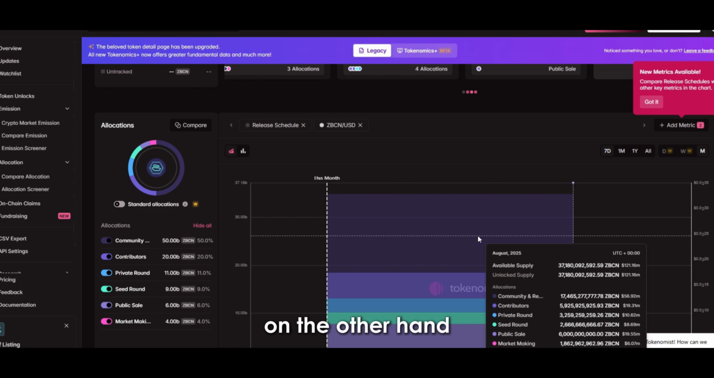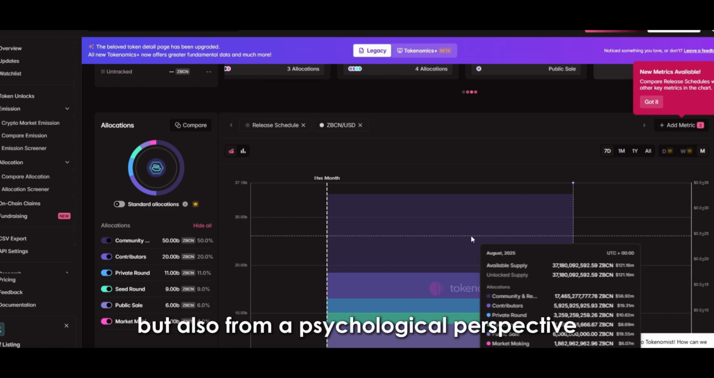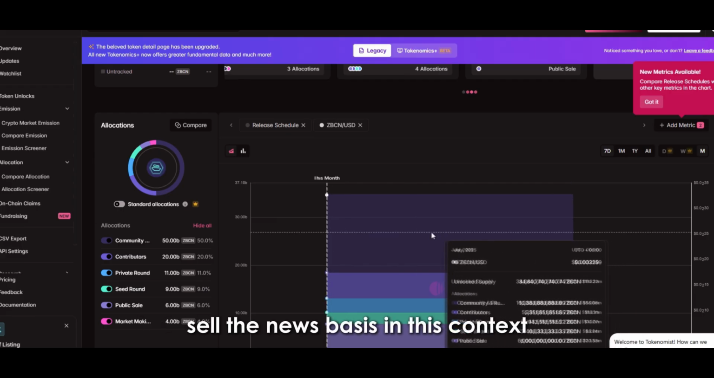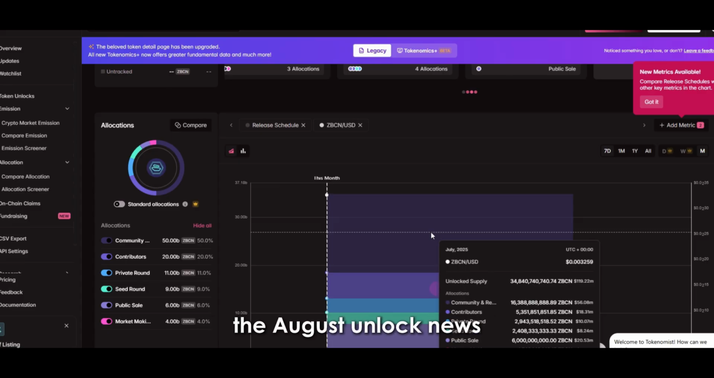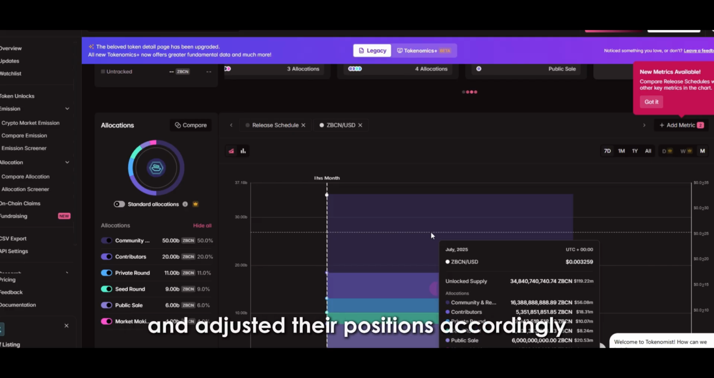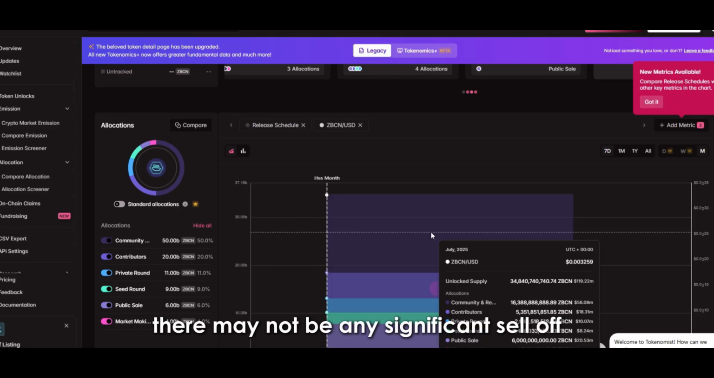On the other hand, this unlock should be evaluated not only technically, but also from a psychological perspective. Markets often operate on a buy the rumor, sell the news basis. In this context, the August unlock news may already be priced in by the market. Investors could have known about this event months in advance and adjusted their positions accordingly. In that case, when the unlock actually happens, there may not be any significant sell-off. Instead, investors may shift back to buying as the uncertainty is passed.